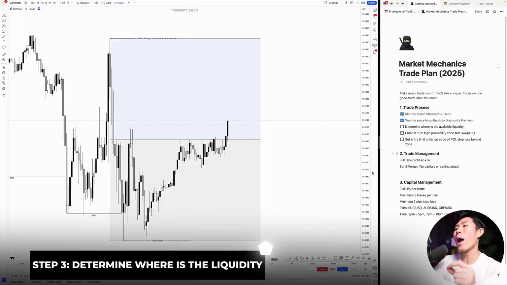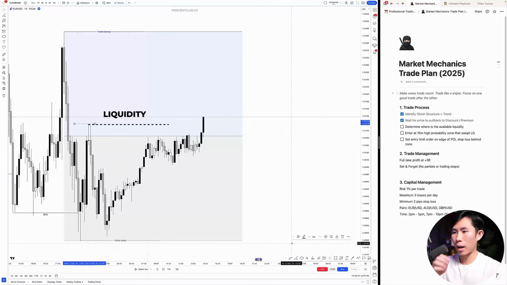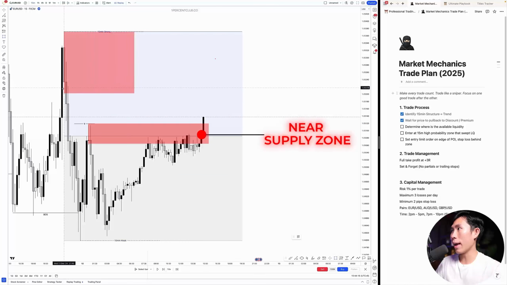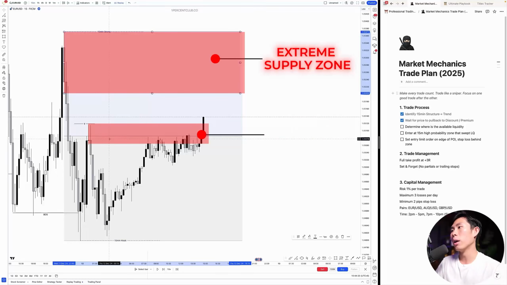Third step is to determine where is the available liquidity. Once again, right here, look towards the left-hand side. What do we have? Price goes down, pulls back, goes down, pulls back, and then goes down even further, right? So there are swing highs right here, so we know that there is available liquidity above this high itself. Based on this, we can also identify that there is our supply zone right here, and then there is also our extreme supply zone, same as the previous scenario that we have right here.